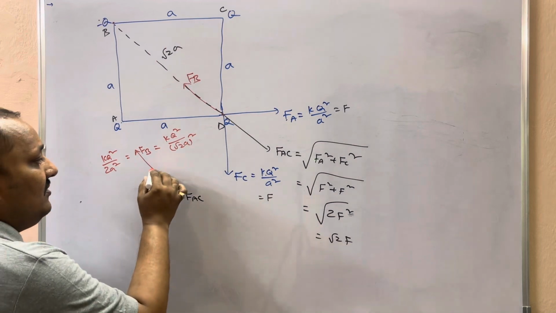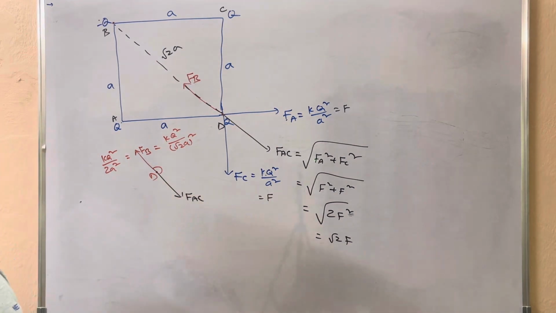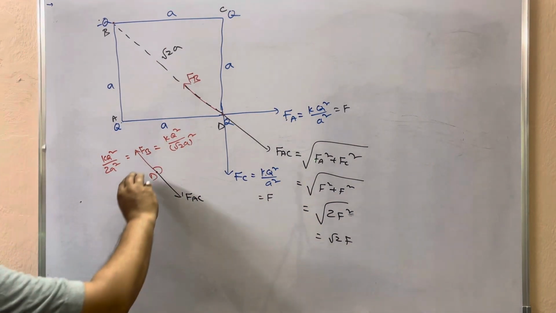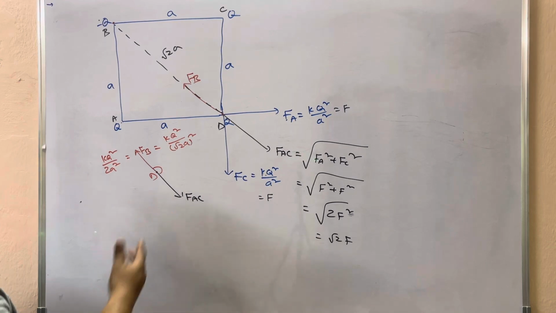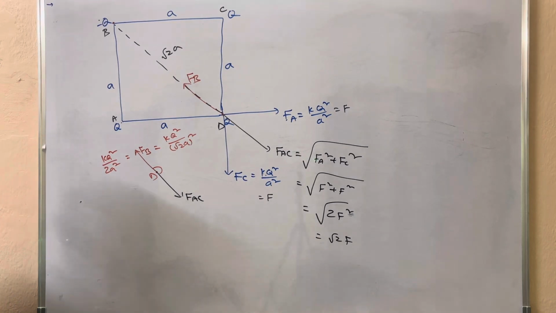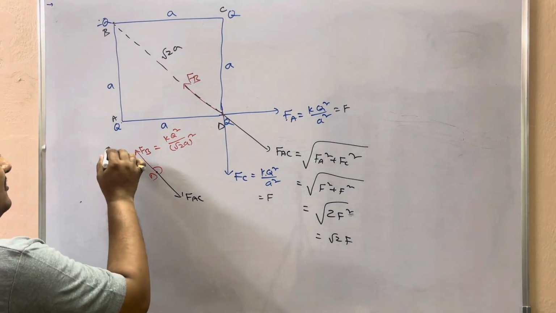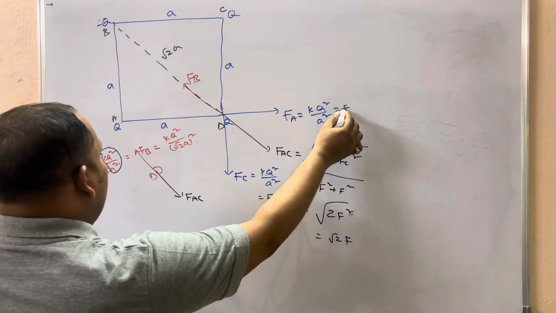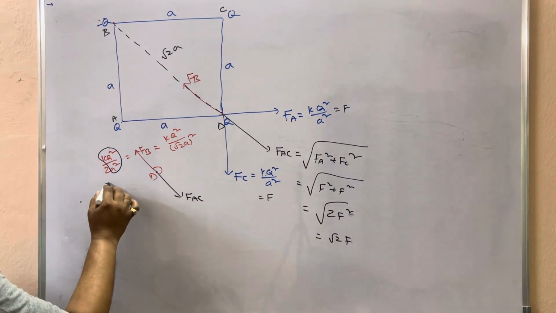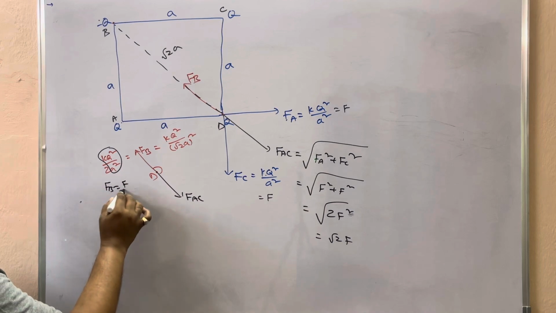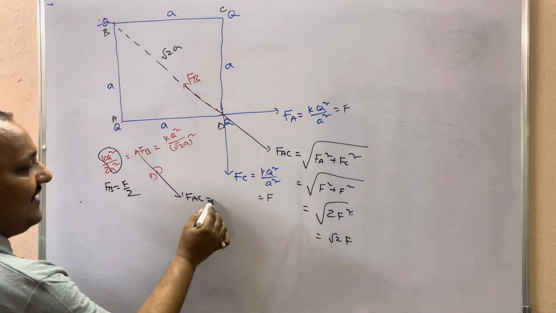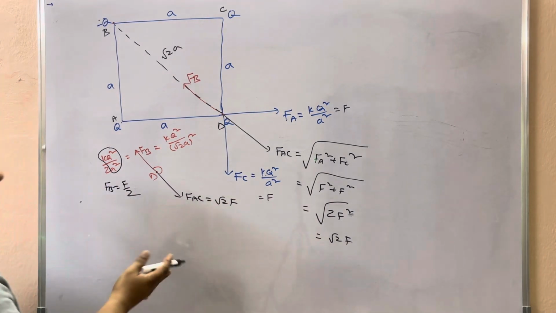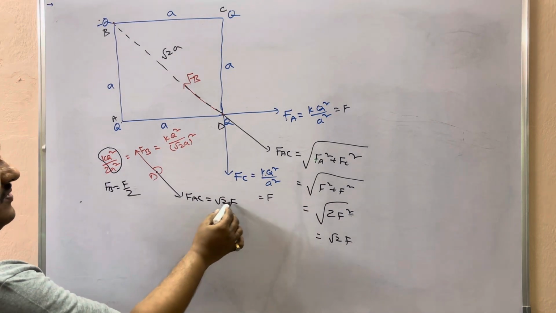But these two are now in opposite directions. Opposite means we will subtract: higher value minus lesser value, always. K q square by a square we have taken as F. Therefore, FB is F by 2. What is FAC? Root 2 F. Which is higher? This is root 2 times F.